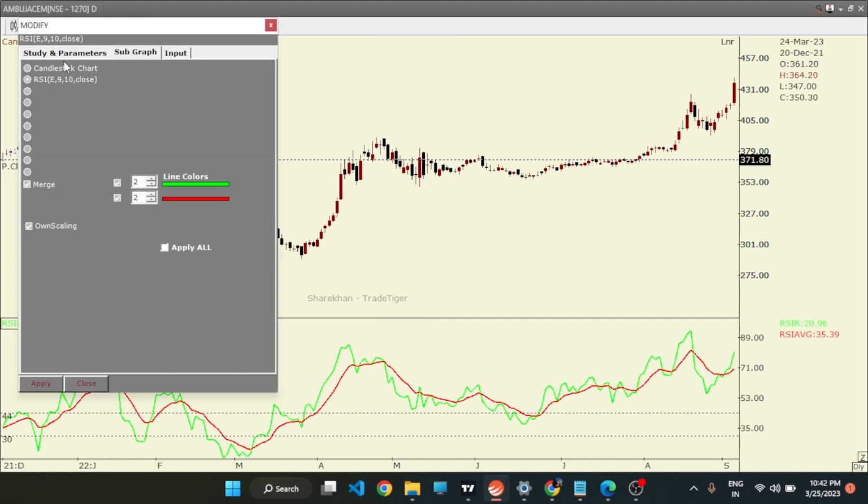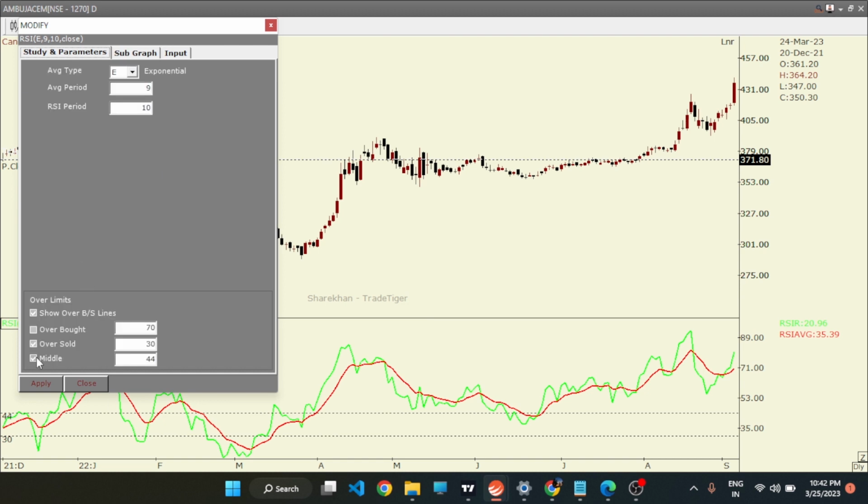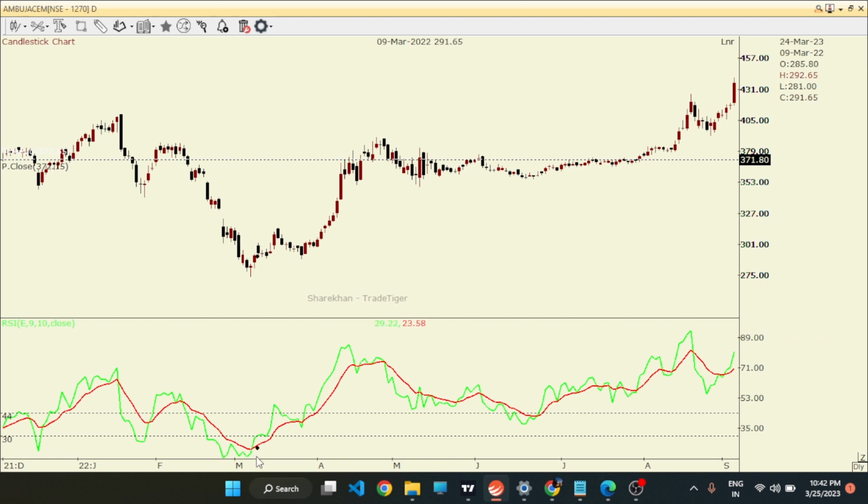As you can see, the middle line is 44. This crossover must happen below the 44 range, whatever the position, I mean at 10, 20, whatever it is, it must be below 44. Even at 44 also, you don't have to make a trade. In this crossover, as you can see at the right side of your chart, the RSI value was 19 and 22.